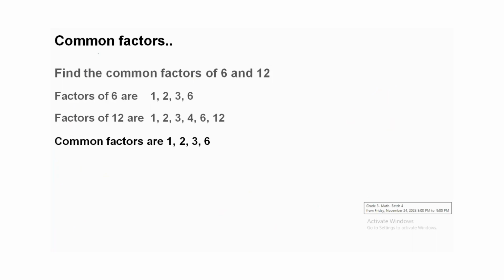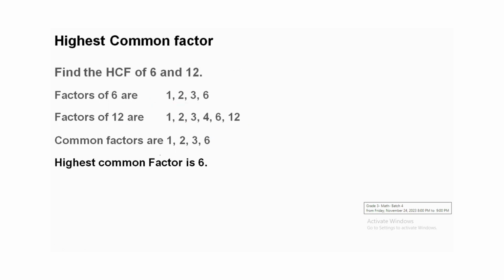Now we need to find the common factors. Factors of 6 are this and factors of 12 are this. So what are the common factors? We can see the common factors are 1, 2, 3 and 6. Now out of 1, 2, 3 and 6, which one is the highest? 6 is the highest. So 6 will be the HCF of the given numbers. Understood? Now, I think this concept you have already learned.